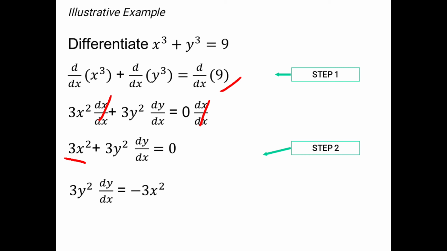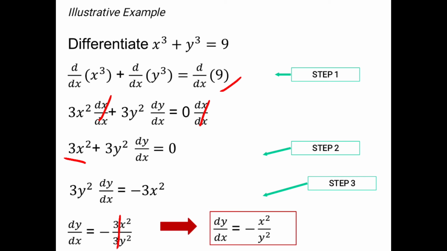And then we need to factor out. In order to get that, we divide both sides of the equation by 3y². And it will look like dy/dx = -3x² over 3y². And then just cancel this 3. Our final answer will be dy/dx = -x²/y².